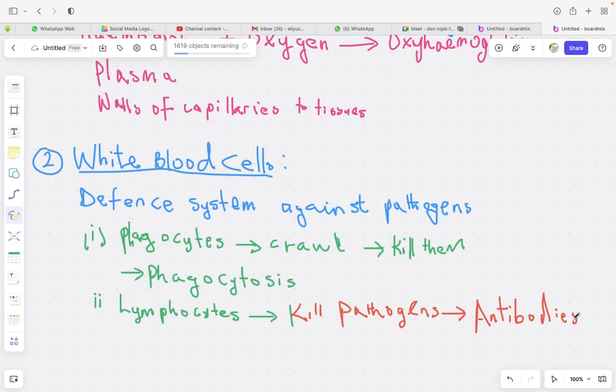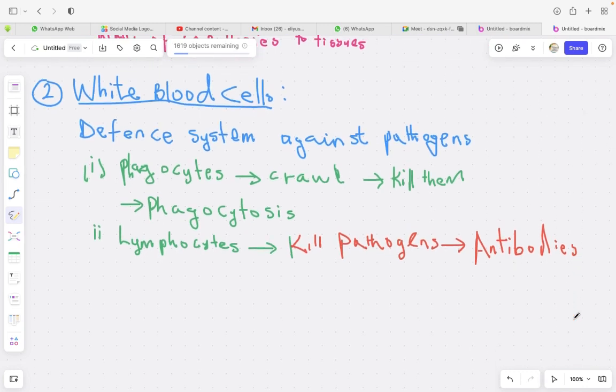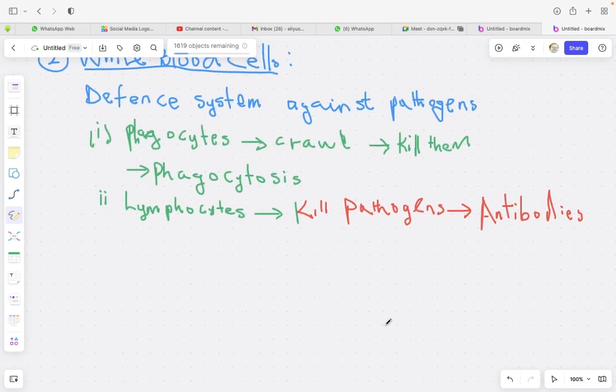So that's that. Now let's go to the third one, which is the platelet. The third one is called the platelet. Okay, the third and fourth, they are short. Let's make it short quickly. The third component of the blood is called the platelet.